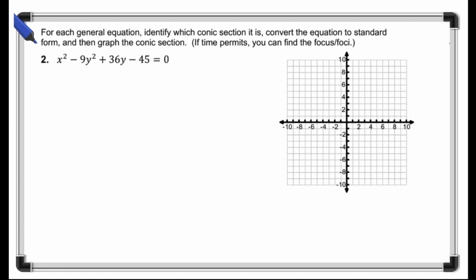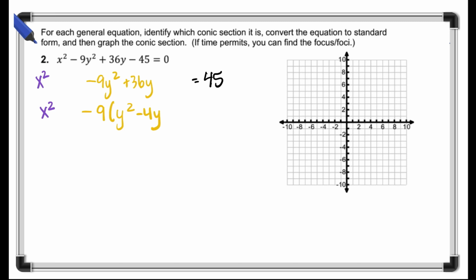Okay. In the next question, again, let's go ahead and put our like terms together. So you have an x squared here. You do then have a minus 9y squared plus 36y. Again, we're going to add 45 to the other side. All right, so we have just x squared here. Now, we do have a 9 in front of our y squared, so we will factor that out. So this will get us a minus 4y.